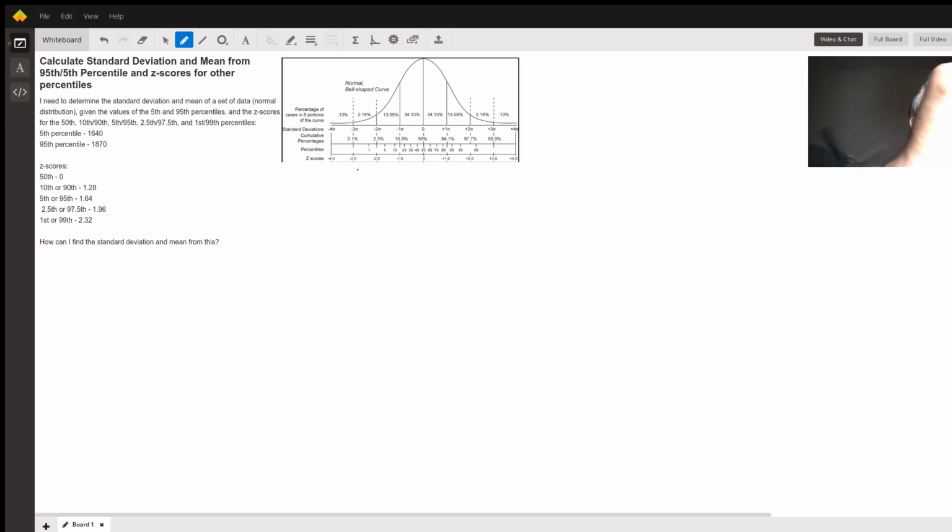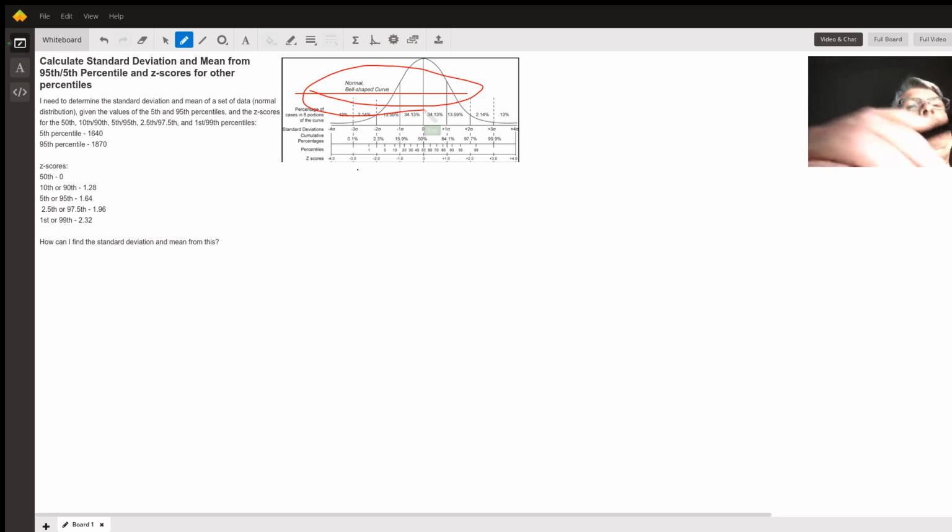Which I have plotted for you right here. One of the things I want to point out is that the z-score for the 95th percentile is about there, and for the 5th is there, for the 10th there, and so forth.